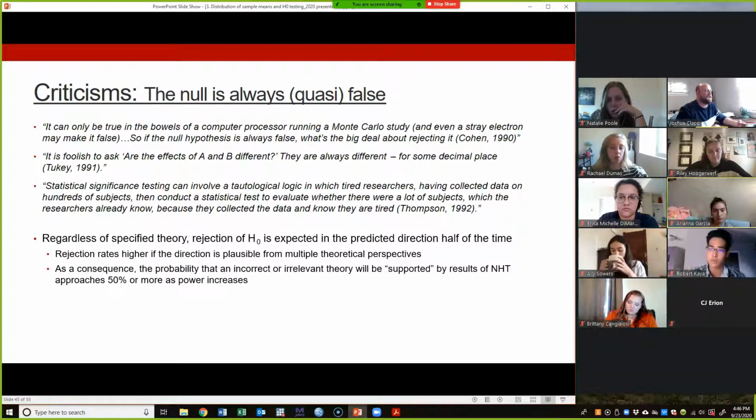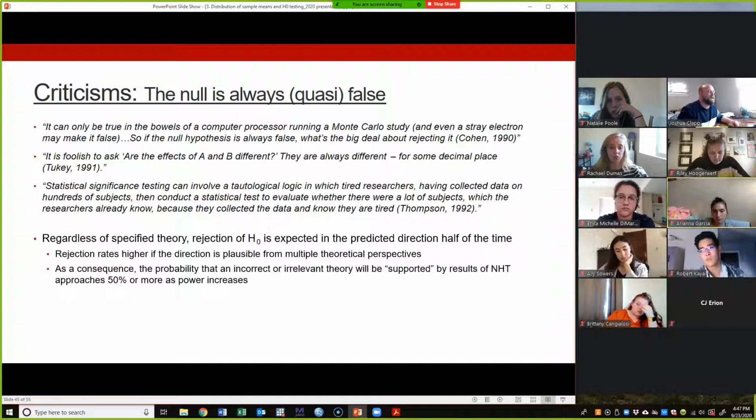So asking the question, is A different than B, is nonsensical because A is always different than B to some degree, okay? And the probability of me finding support for my theory starts to increase quite a bit the more that my nonsensical theory aligns with a reasonable theory that actually just happens to predict things in the same way, right?